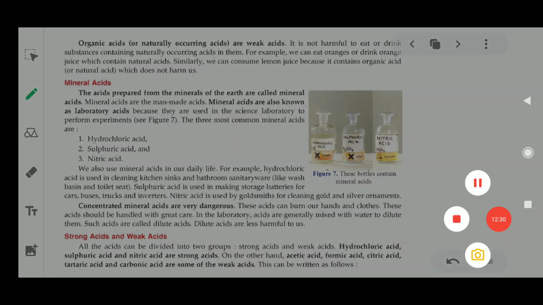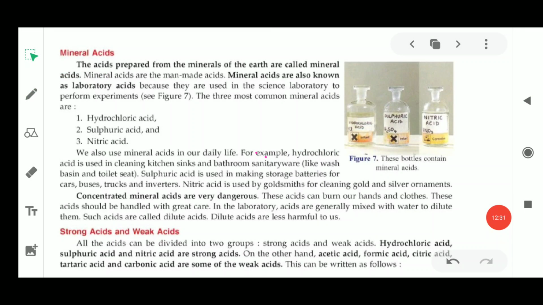Fine. Next is the mineral acids. These mineral acids are prepared from the minerals of the earth. They are called mineral acids, as the name suggests, because they are obtained from the earth's crust, or they are present in between the rocks. They are also man-made acids; they are prepared in the laboratories also.